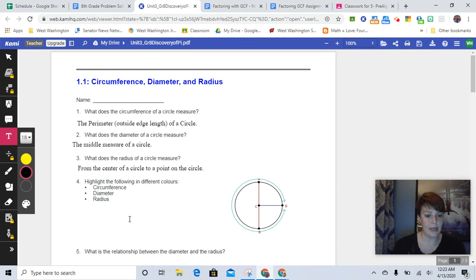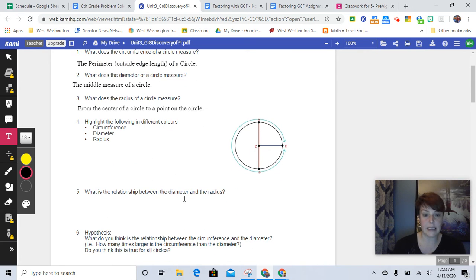Now, what is the relationship between the diameter and the radius? Well, if the diameter goes all the way through the circle and the radius goes halfway through the circle, I'm pretty sure I just told you what the relationship is.